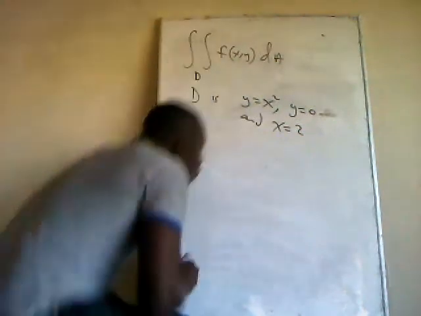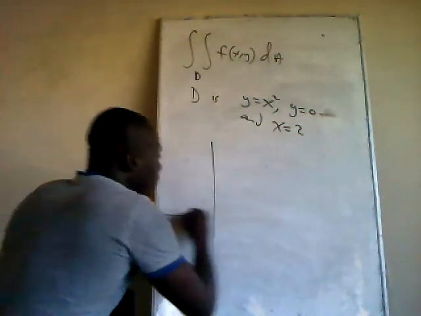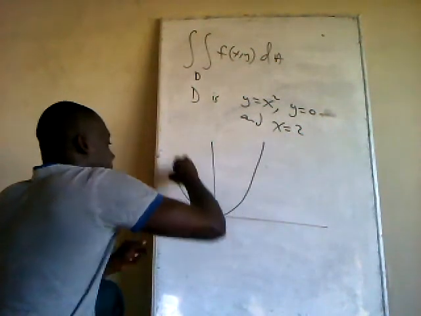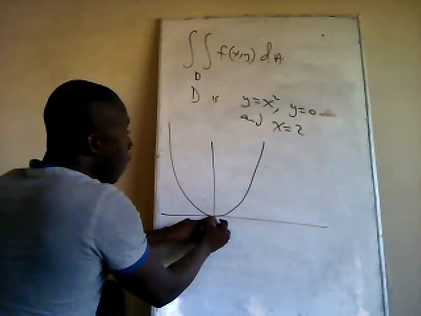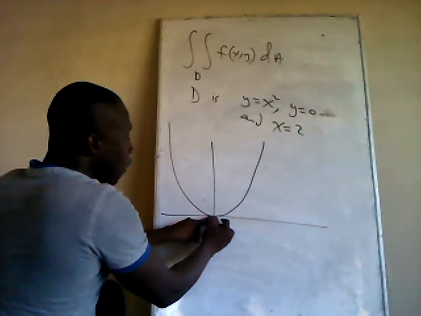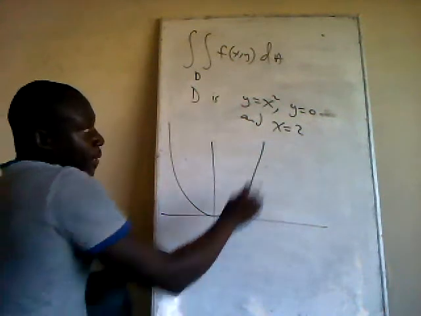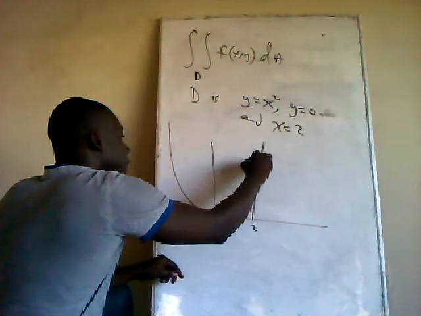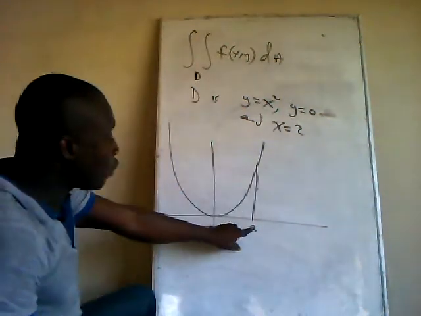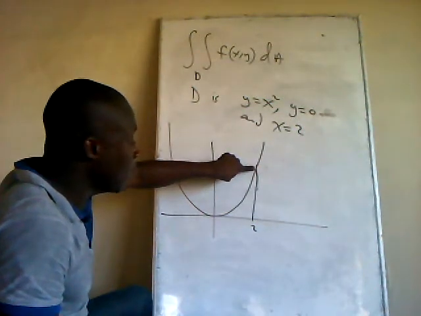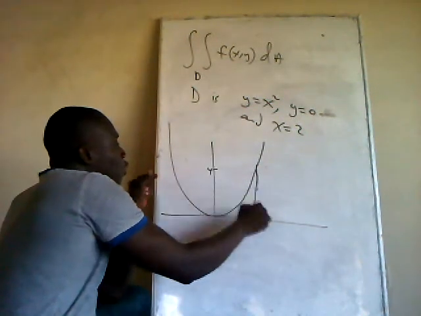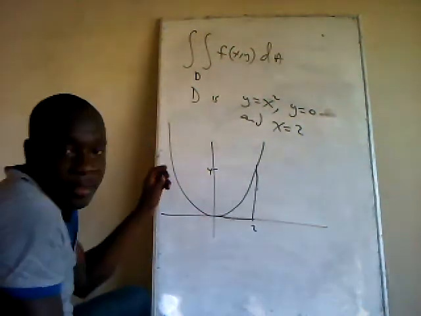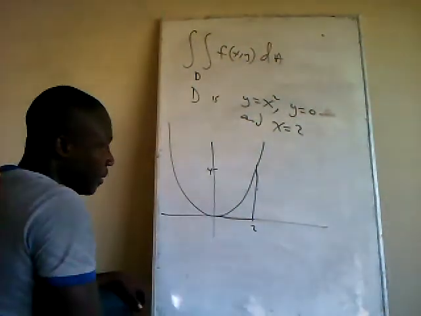Okay. First, we sketch the region. y is equal to x squared, go like that. And y is equal to 0 is the x-axis. And x is equal to 2. If here is 2, it goes up, right? Now, if this is 2, which is part of our region, then we'll cut here at 4, because when I put 2 in place of x here, I'll get 4. So here, this is my region.